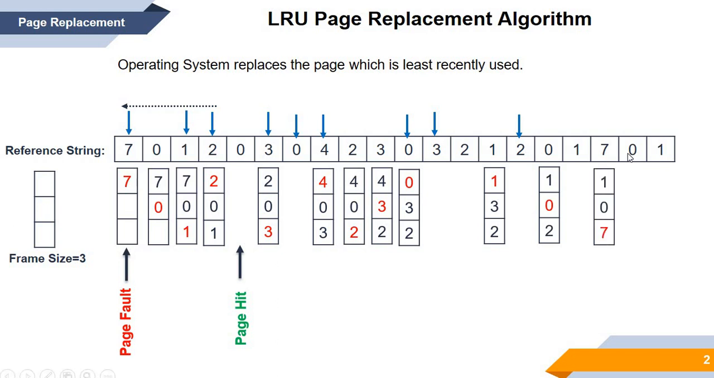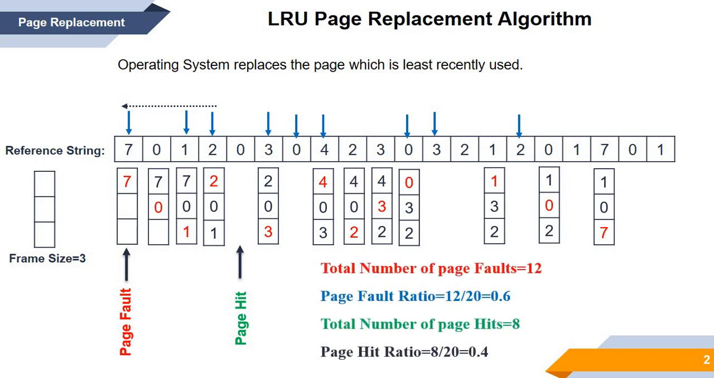Next page is 0. It is present in the page frame. There is a page hit, no change in the page frame. Next page is 1. It is present in the page frame. There is a page hit, no change in the page frame.